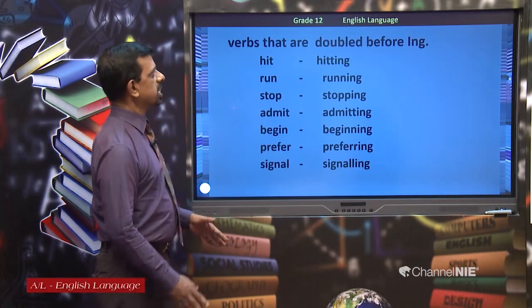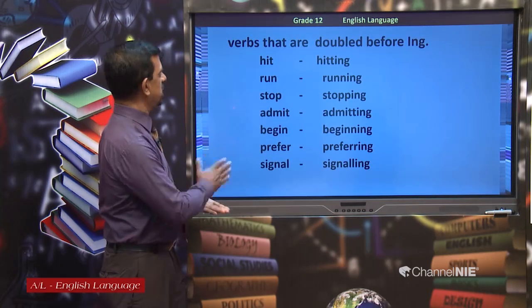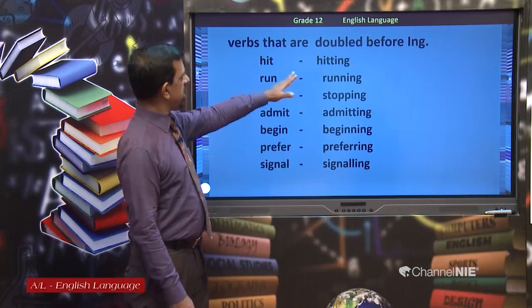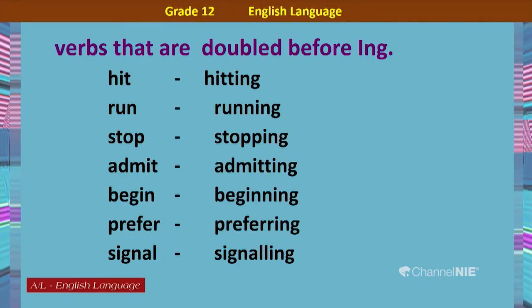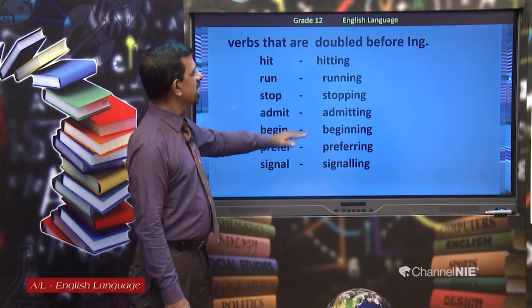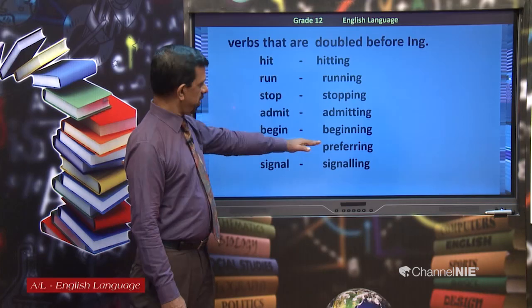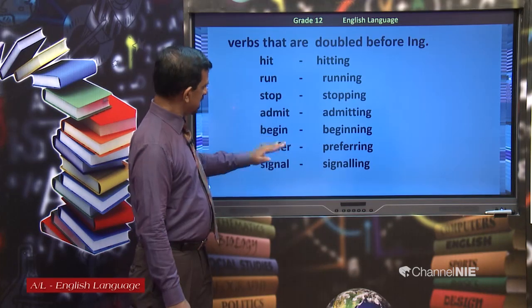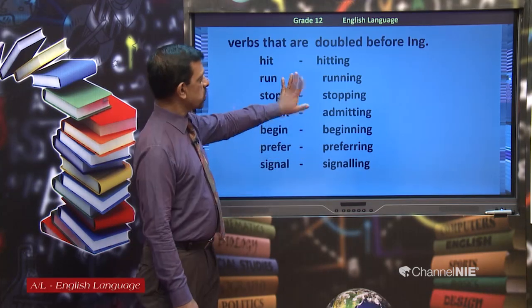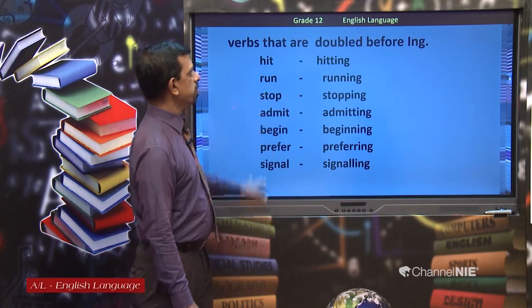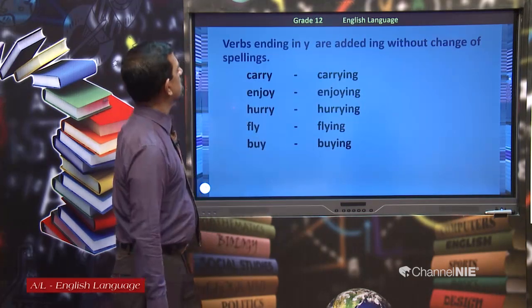Then verbs that are doubled before ing, which is what we learned just before. Hit, hitting. Run, double N. Stop, double P. Admit, double T. Begin, two N's. Prefer, preferring, and signal, signaling. So those are the spelling rules of the present continuous.